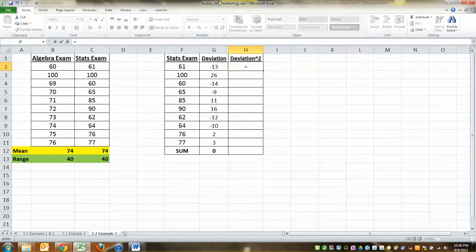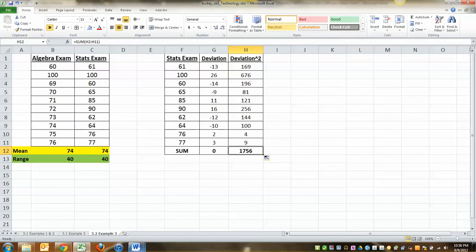So I'm going to take equals that cell, caret 2. It's above your 6, so shift 6 and then 2. Gets you 169. And then I'm going to drag it down. Right? Again, that plus sign, I drag it. And then I'm going to drag this sum right over here. Boom. So I took how far everybody is from the mean. Wasn't working. So then I squared it to make them all positive. And that's great because that gives me a number.